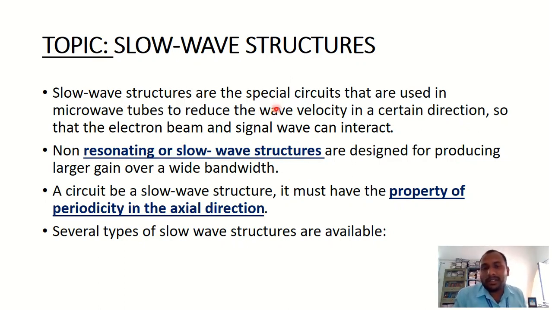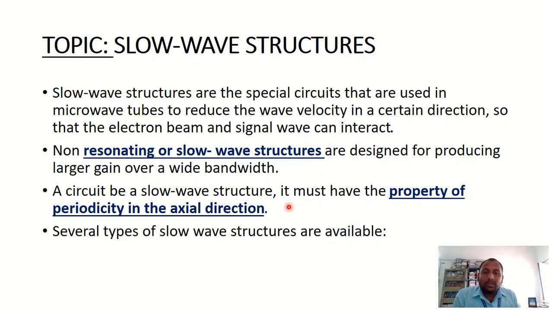So slow wave structures are special circuits that are used in microwave tubes to reduce the wave velocity. Here wave velocity means velocity modulation, to reduce the velocity in a certain direction so that electron beam can interact with the signal, and due to the energy transfer between the electron and signal, there is an improvement of signal strength. I'll explain in the next slide.